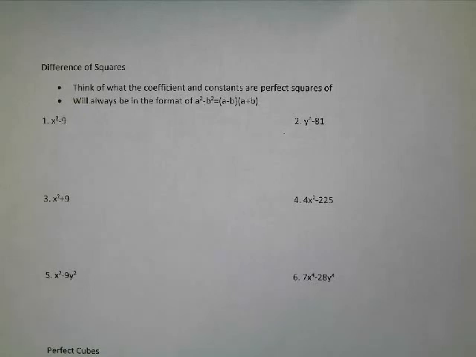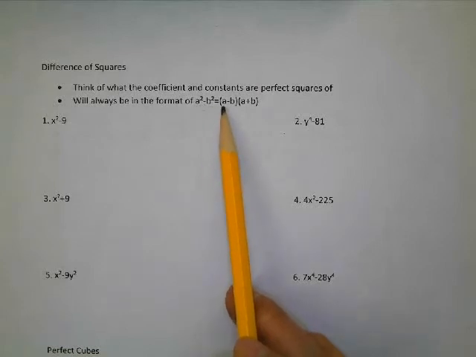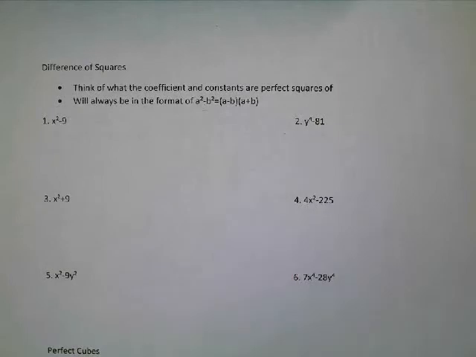In this video, we're going to talk about how to find the difference of squares. This is another method of factoring that has to do with perfect squares. The first thing you need to do is think of what the coefficient and constants are perfect squares of. And then these will always be in the format of a squared minus b squared, which breaks down into a minus b times a plus b.